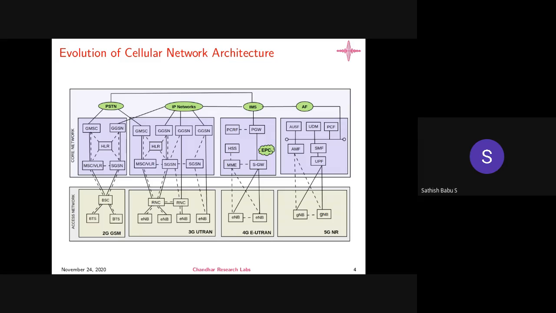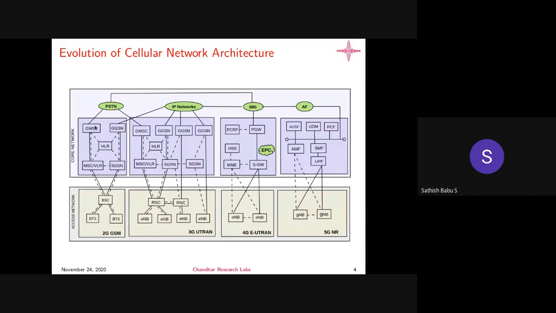Evolution of cellular network architecture. In the 5G access network also you will see the same figure, so today I'll neglect the access network and deal only with the core network. Starting with 2G, the 2G network first started only for voice services.